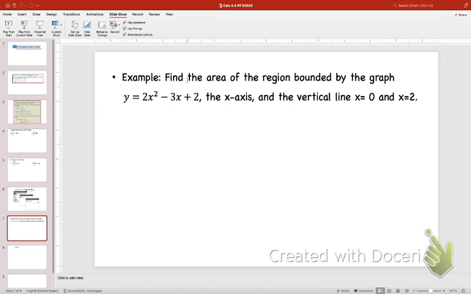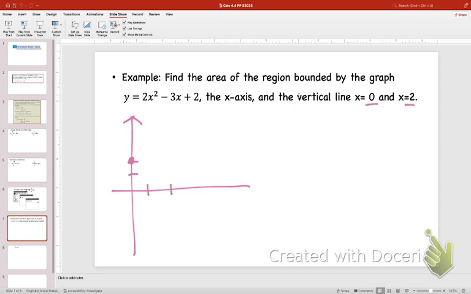It says find the area of the region. When I talked about that, I said area, right? Integrals are finding areas under curves. I think I've said that before, and that's what we're doing. So it says find the area of the region bounded by the graph. So this is a parabola, yes? So I know it's going to be a parabola. I know the y-intercept is 2, because of the 2. And it says from 0 to 2 on the x-axis.